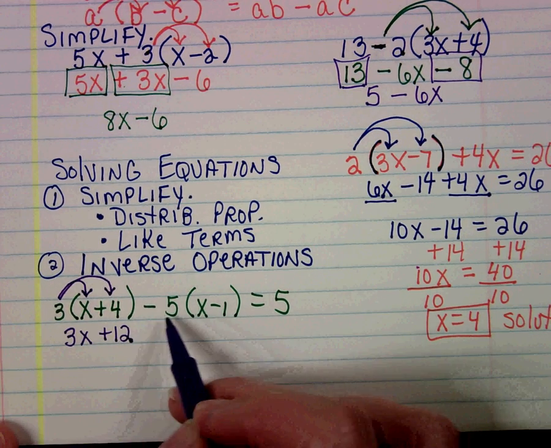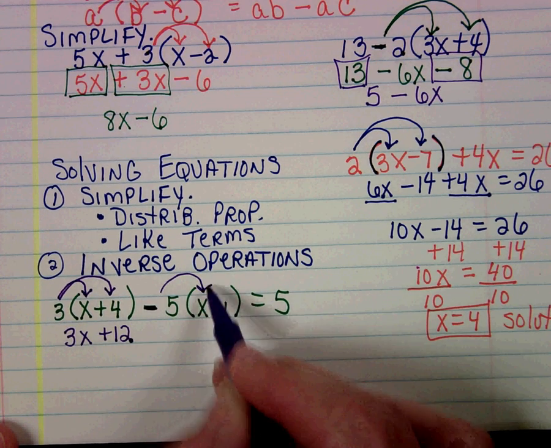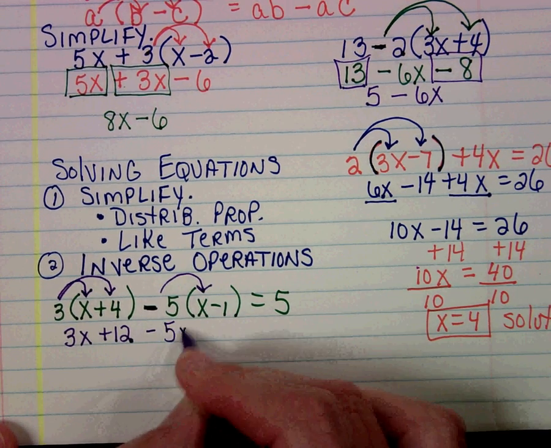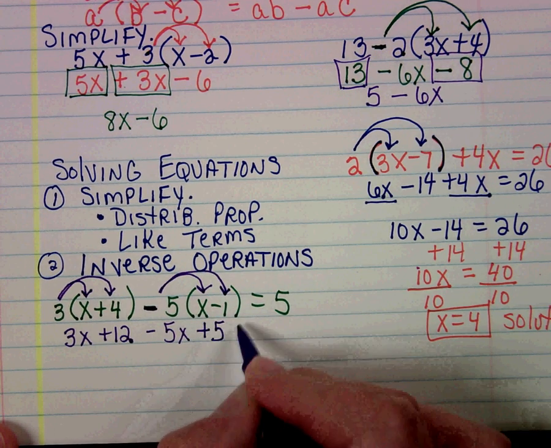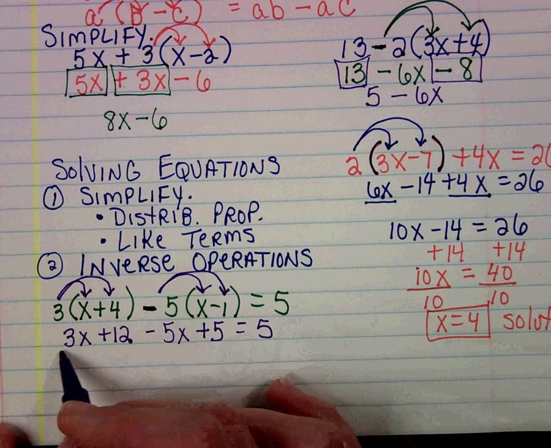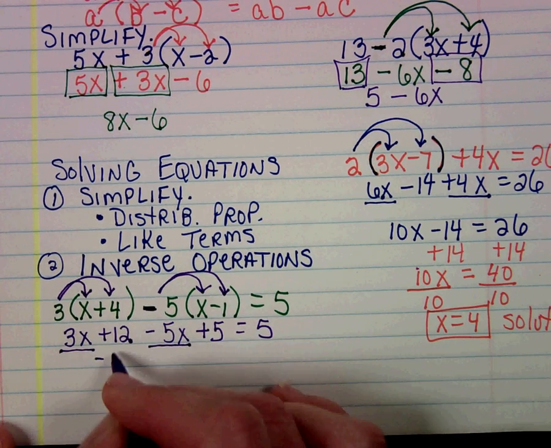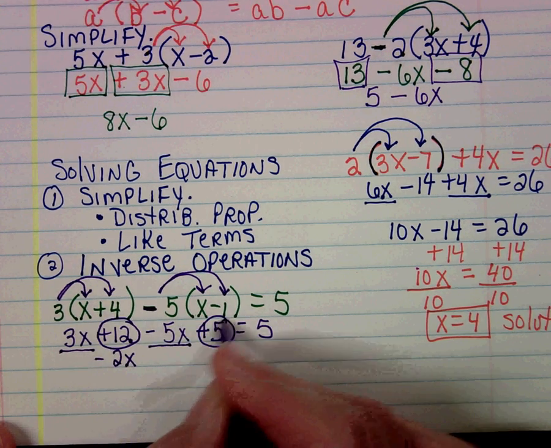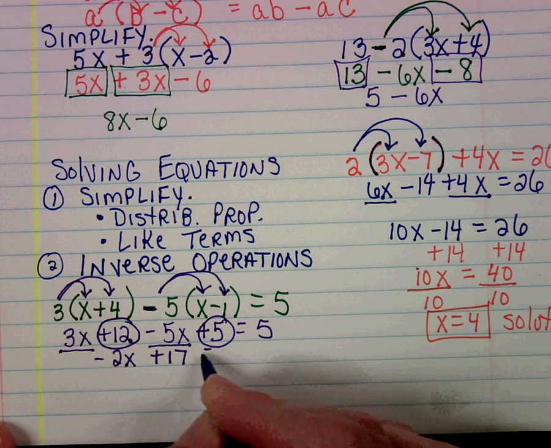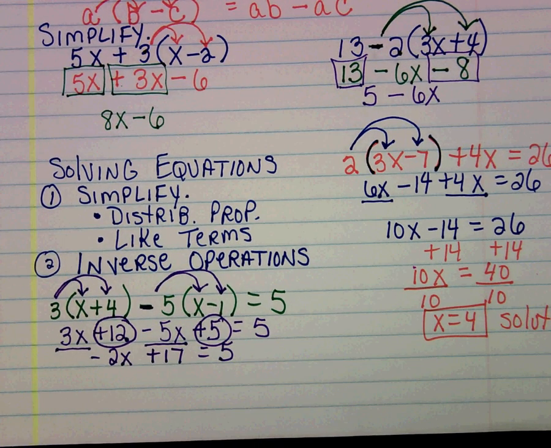On the next set, notice this is a -5. So -5 times x is -5x. -5 times -1 is +5. And now I've got some like terms. 3x minus 5x is -2x. 12 and 5 makes 17. And now we're down to just a basic two-step equation, and I think that you can finish it from there.